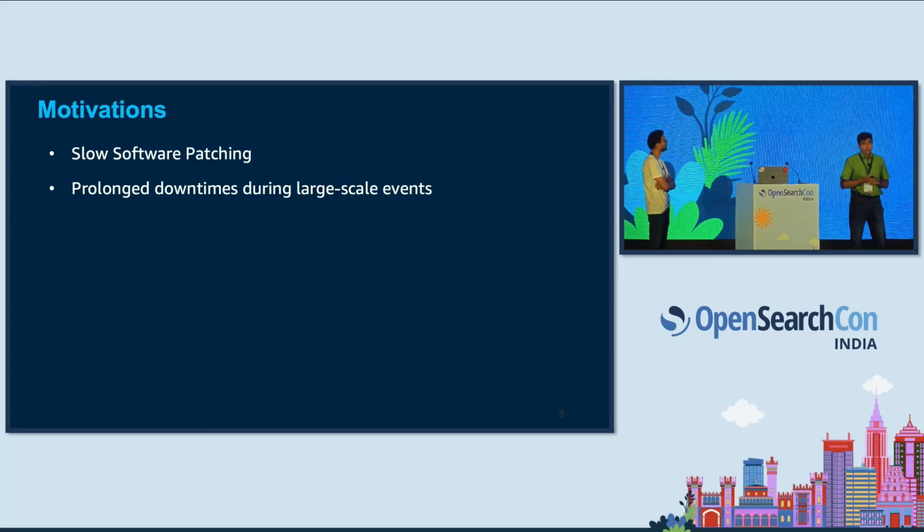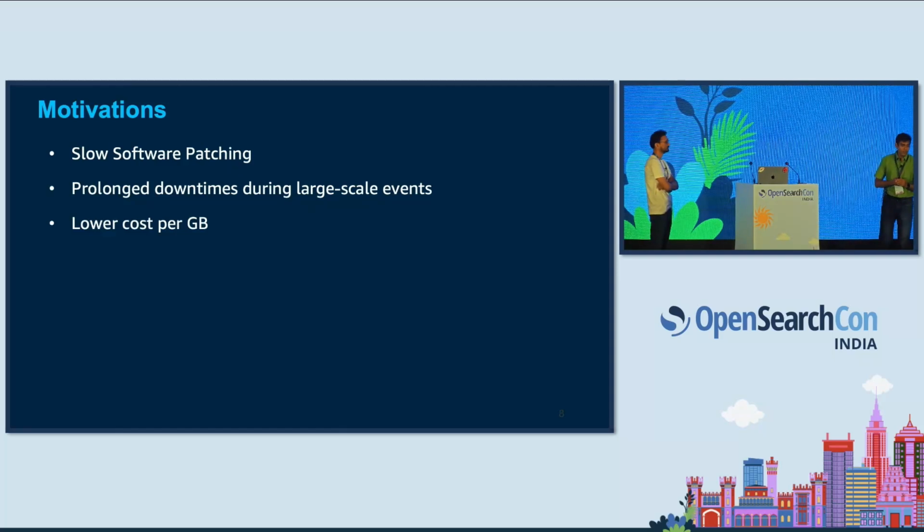Prolonged downtime during large-scale events. In a cloud world, hardware can go at any point of time, maybe region-wide or AZ level outages. We have seen that during outages, there's a loss of data. To restore the data, we have to use snapshots to go back to a point in time, and then we have to replay the data as well from whatever queue we have pulled the data from. So it just increases the overall recovery time of the cluster.